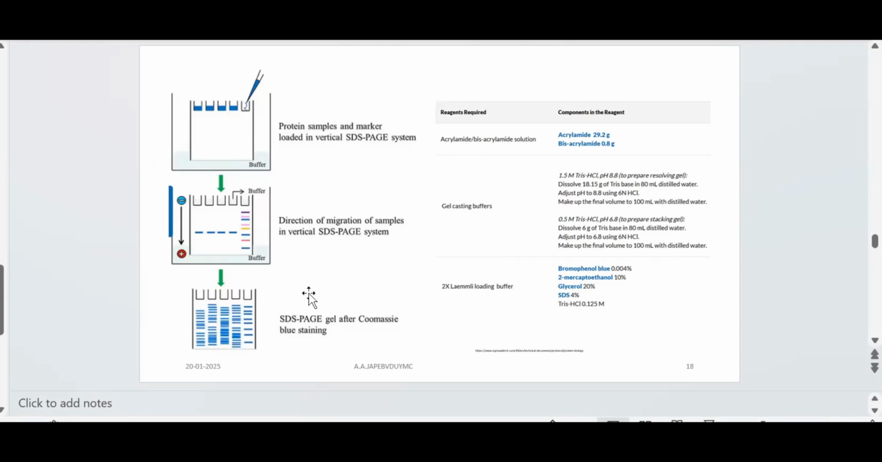So these are the three steps, you can say. Protein samples are loaded, the direction of migration you are seeing, so it is allowed to run, and then it is visualized. All right. So for that purpose, what you need are the different chemicals.